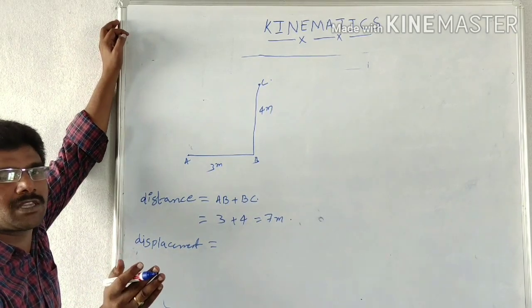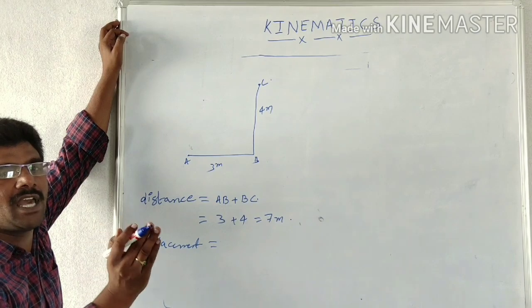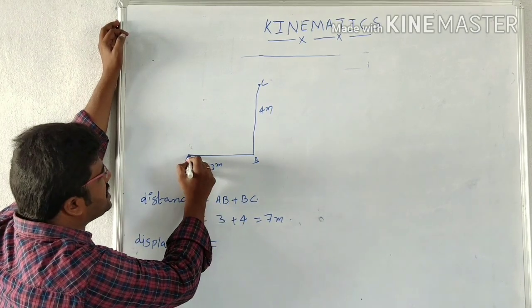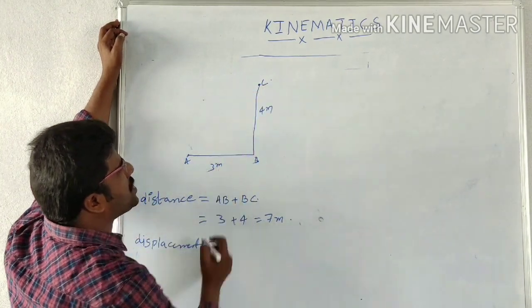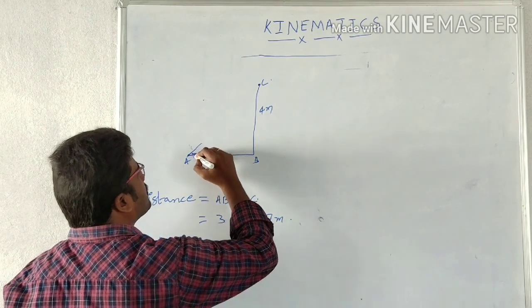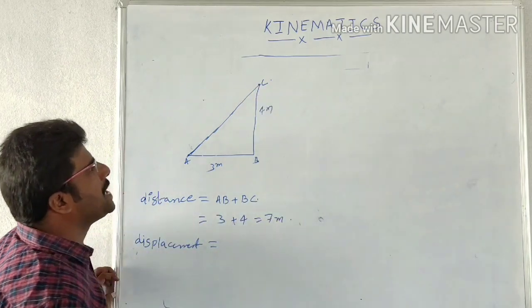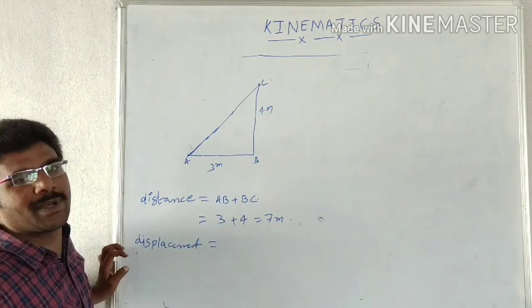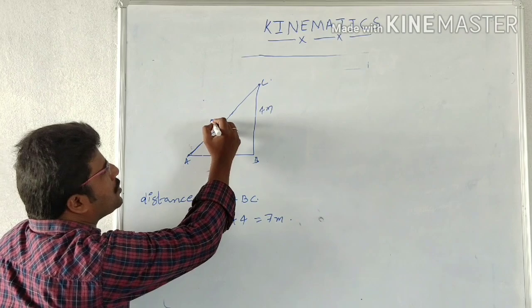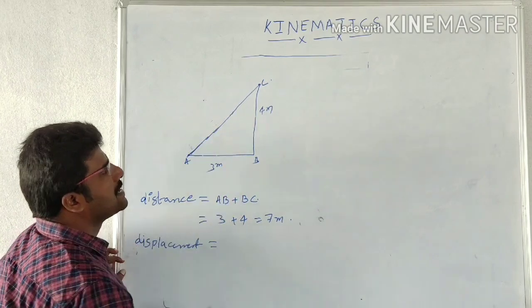So what is the displacement? The shortest path between initial position and final position. This is the initial position and this is the final position. The shortest path is like this. That means AC becomes the displacement. Now we want to know the value of AC.